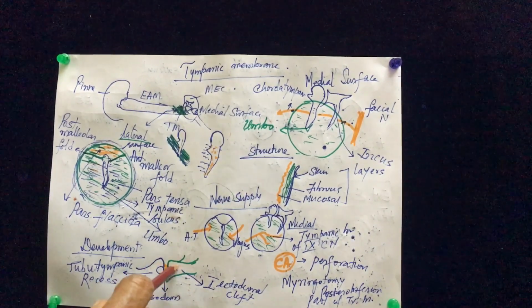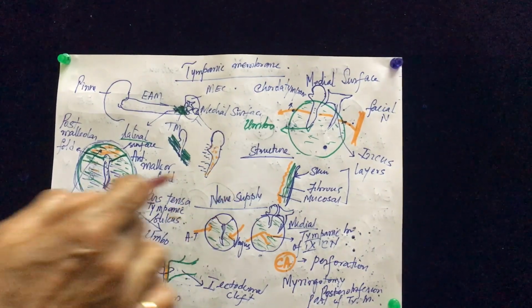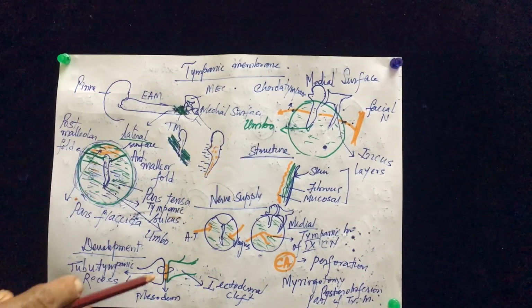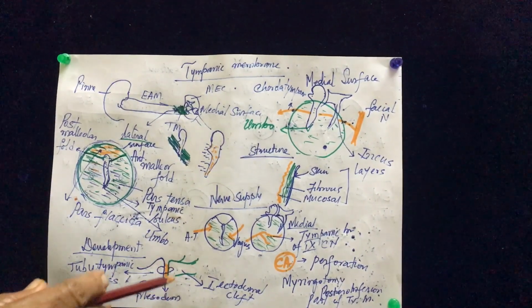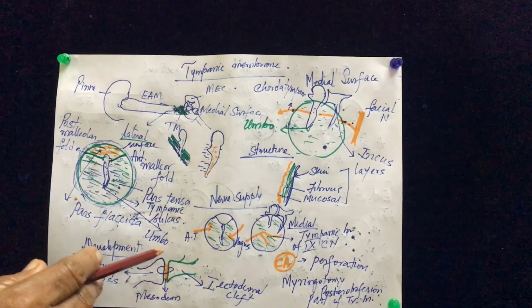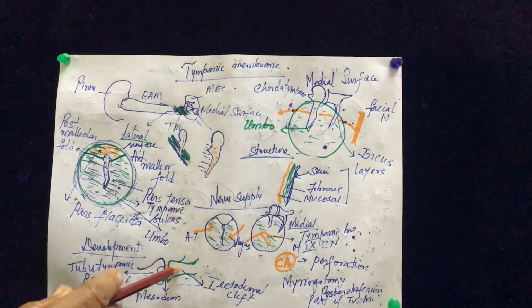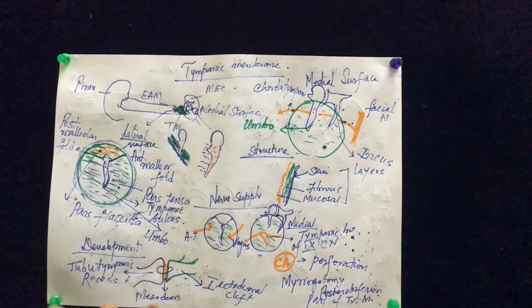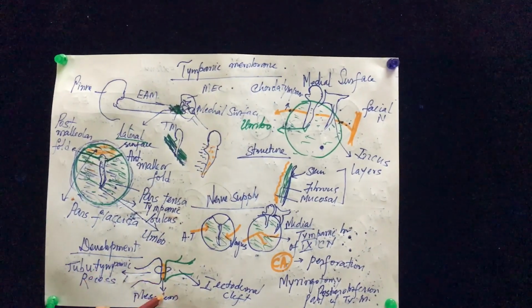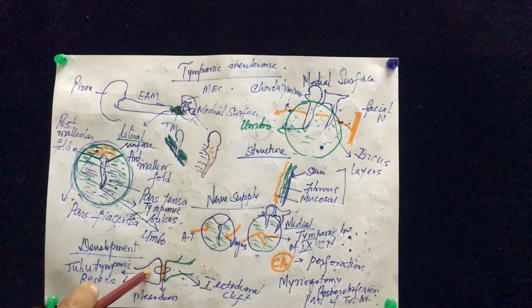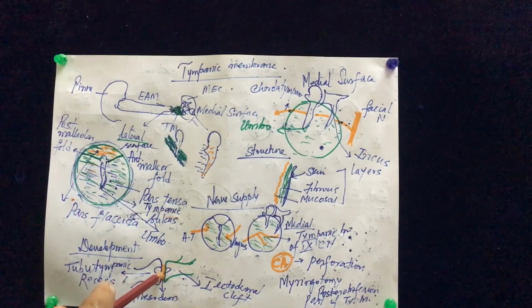All these three take part in the development of the tympanic membrane. But the mesoderm here is very scanty, so you almost find endoderm and ectoderm approximating each other. So that is the main structure and development of the tympanic membrane.